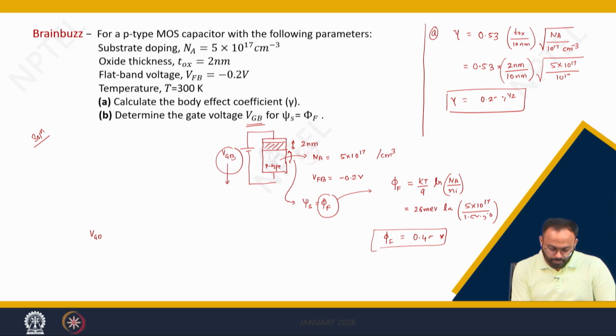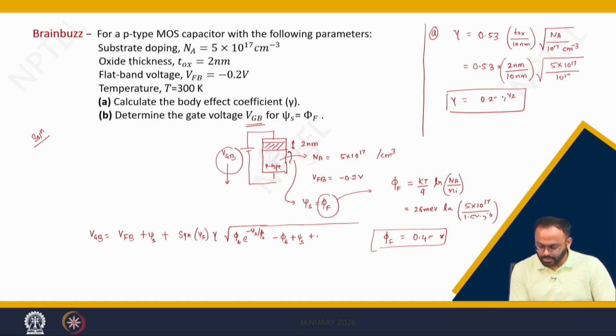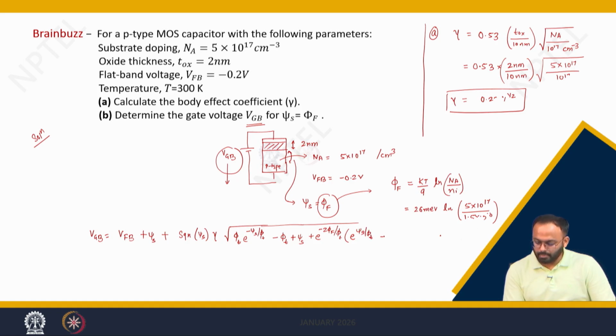VGB is equal to V flat band voltage plus psi s plus signum psi s into gamma square root of phi t e to the power of minus psi s by phi t minus phi t plus psi s plus e to the power of minus 2 phi f by phi t into e to the power psi s by phi t minus psi s minus phi t.